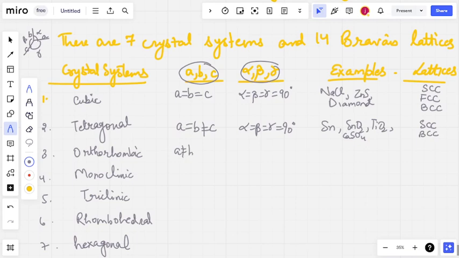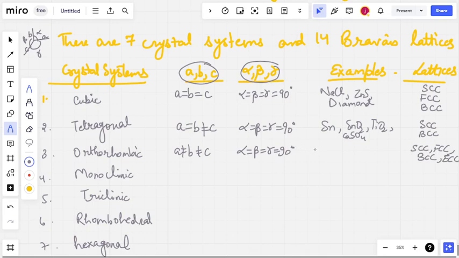Now we move on to the orthorhombic system. Now none of the sides are equal, but angles are still very much equal to 90 degree. So now we have SCC, FCC, BCC as well as ECC, and the examples of this include KNO3, K2SO4, barium sulfate.